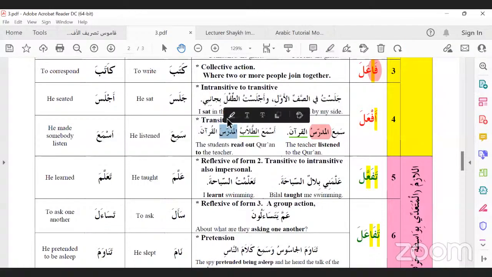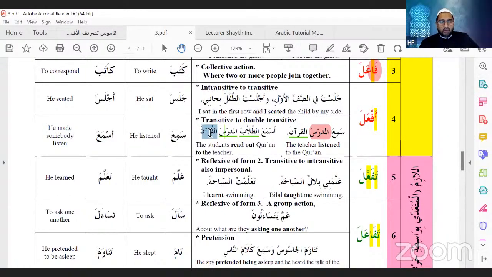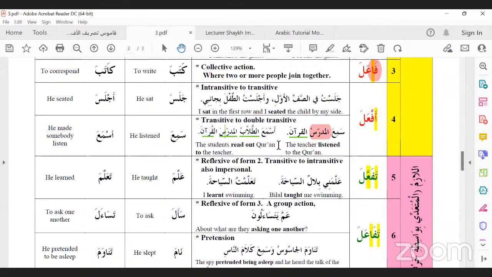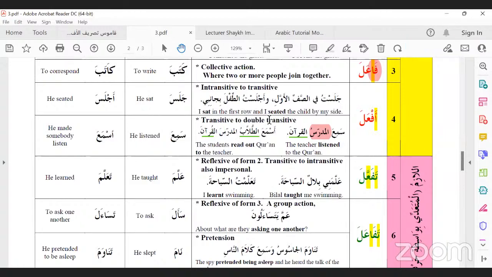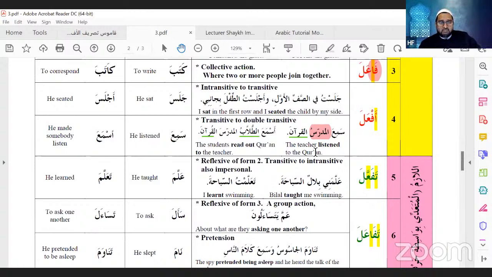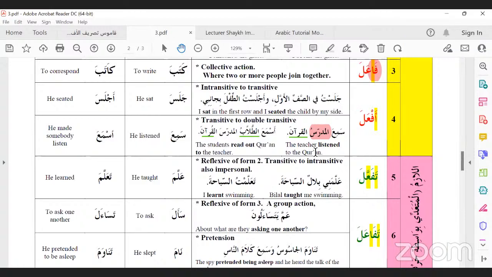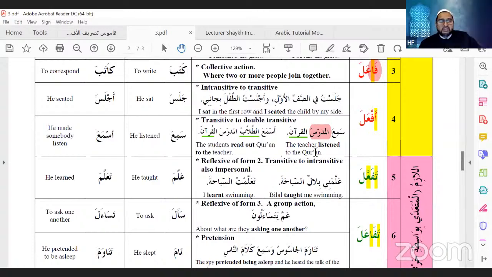Asma'a tulabul madrasal Qur'ana. Al-Mudarrisa al-Qur'ana. So the students, which is the subject, read out, Asma'a, the Quran, Qur'ana, that's why it's a fatha, to the teacher. Excellent. So it's lil mudarrisa. Exactly. Again, there are two objects there, so this is double transitive.